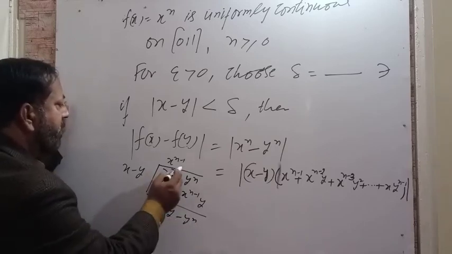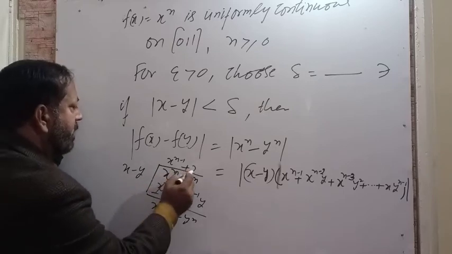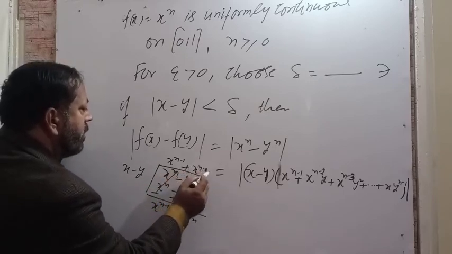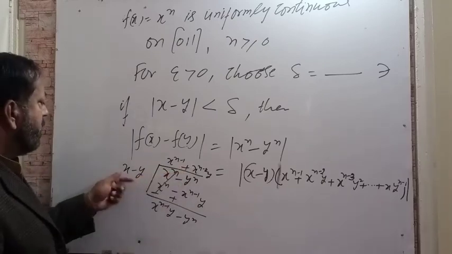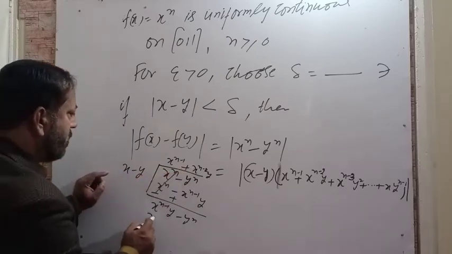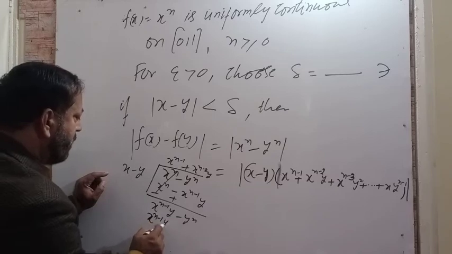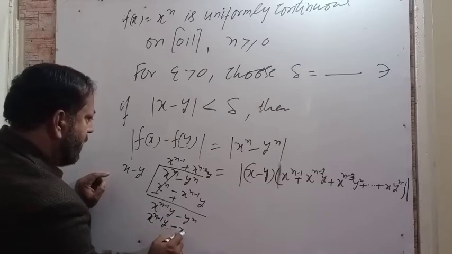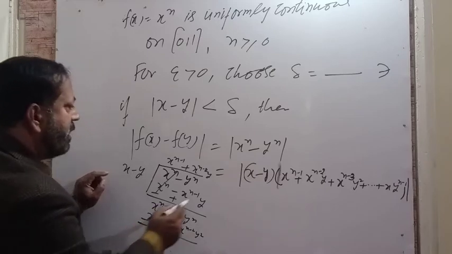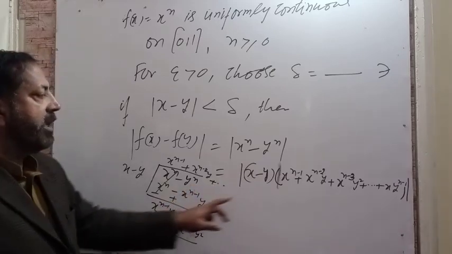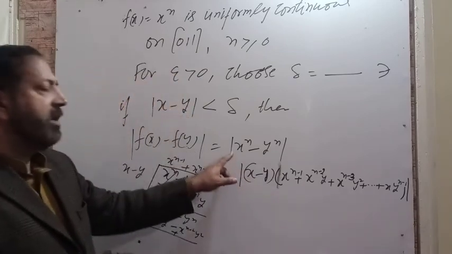Then again multiply by plus x^(n-2) y, right? So if you multiply this number by x again, this is equal to x^(n-1) y minus x^(n-2) y squared, right? Plus and minus cancel, and so forth. You will get the answer. So it's a very well known result.